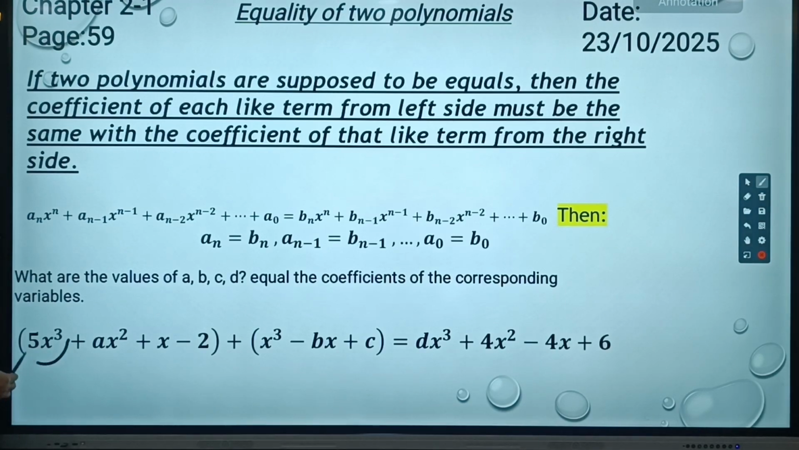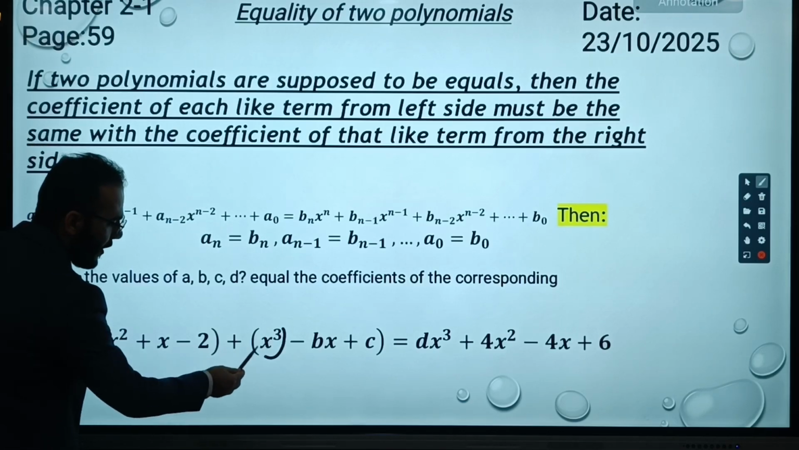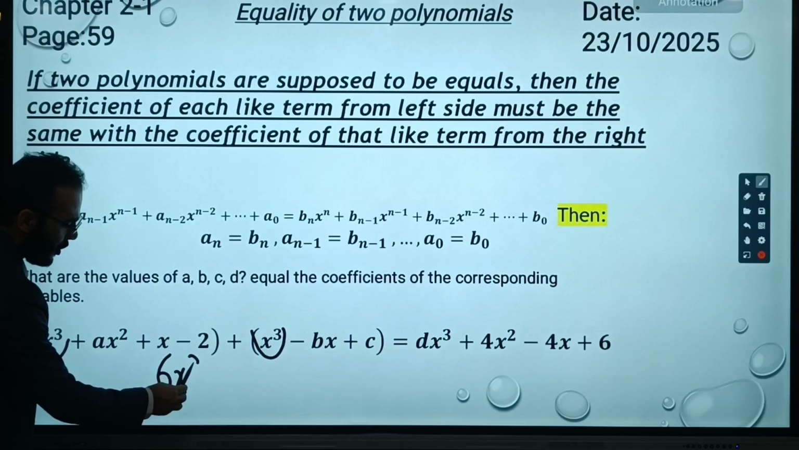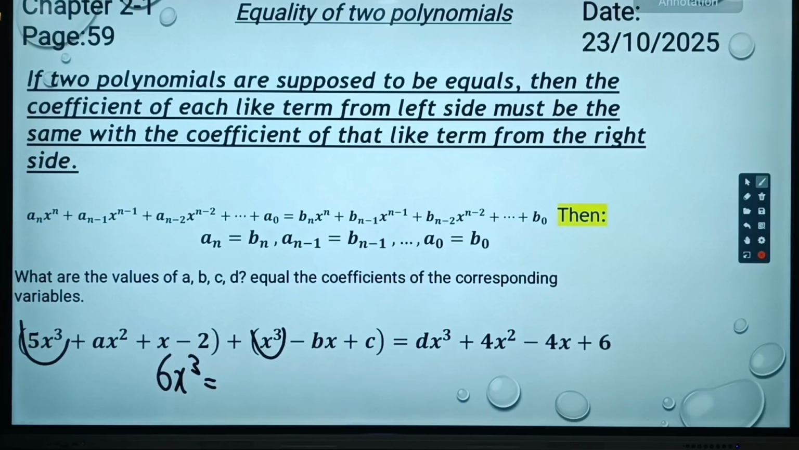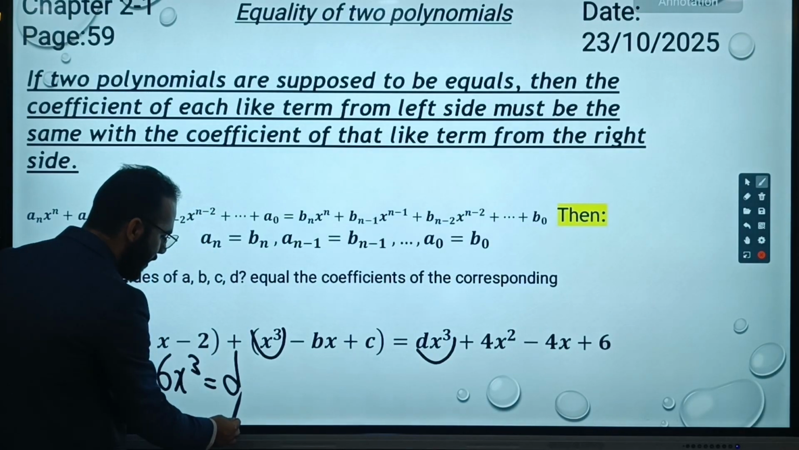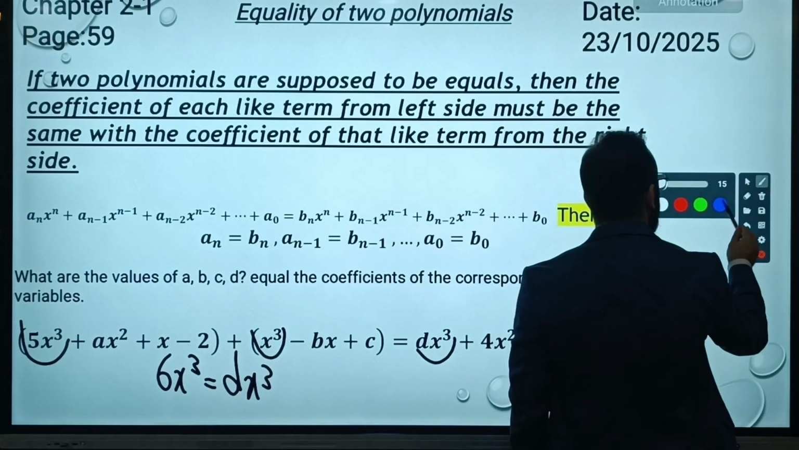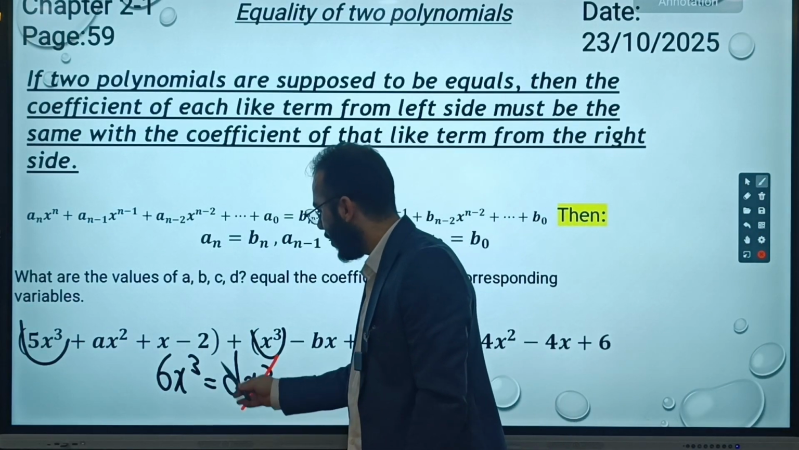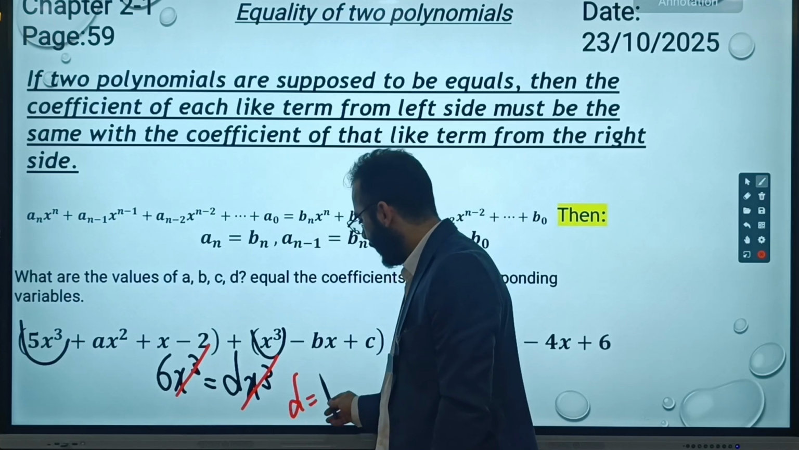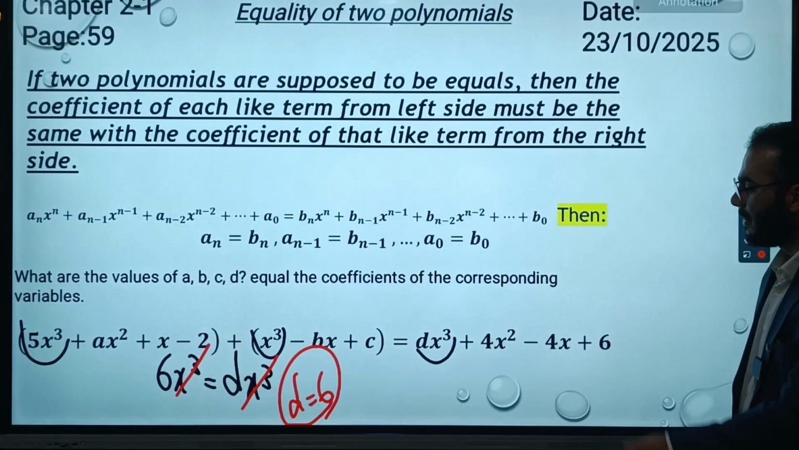Here we have got 5x cubed and 1x cubed, so together that makes 6x cubed, equal to, from the right side, what do we have in terms of x cubed? We have dx cubed. So the x cubes cancel each other. What will remain? D equals 6. That is the value of d we found. That is the first one.